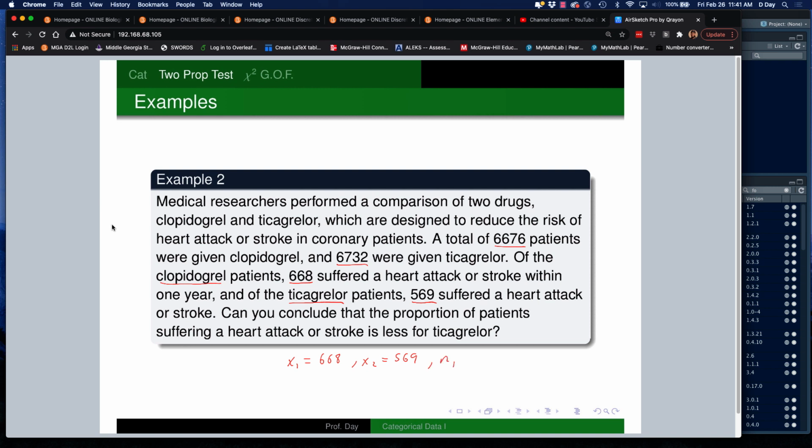And N1 is 6,676, because that's the clopidogrel patients. And then N2 should be 6,732. So that's the only information we really need from this to do our test. But the conclusion they want us to come to is down here. Can we conclude that the proportion of patients suffering a heart attack or stroke is less for the folks on the ticagrelor drug? All right. So that's what they're wanting us to try to discern here.